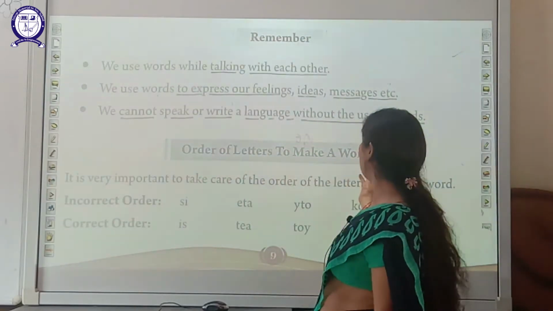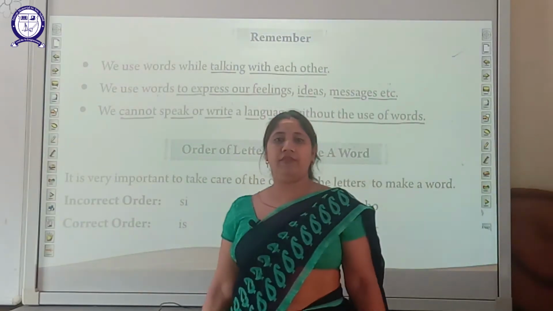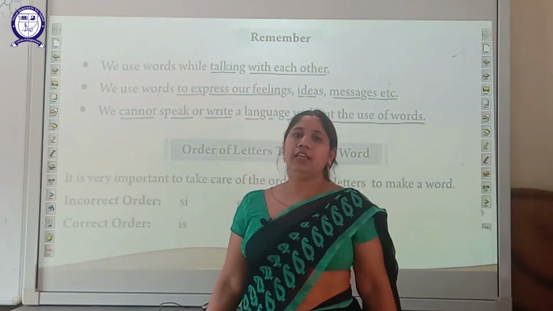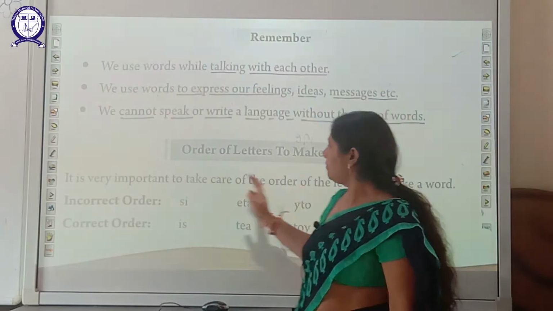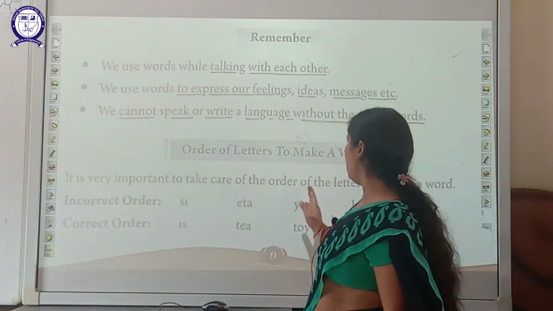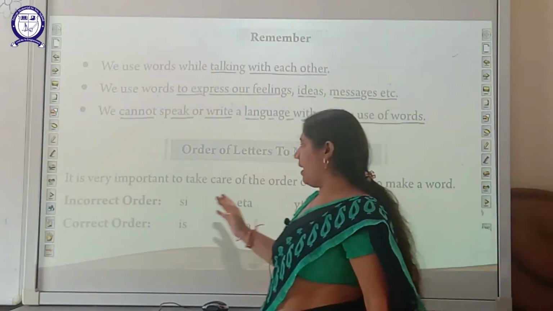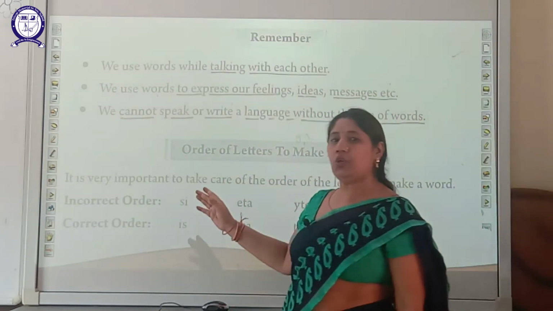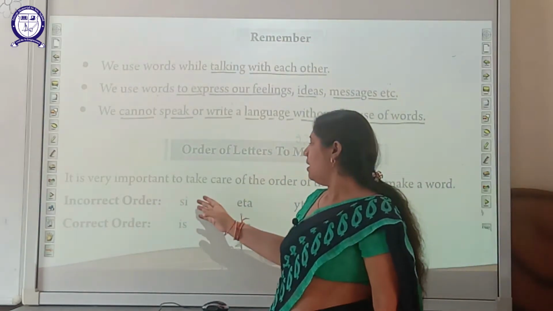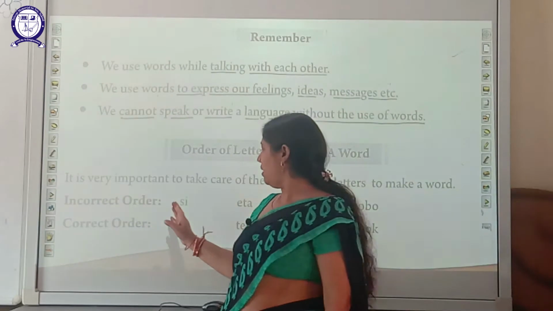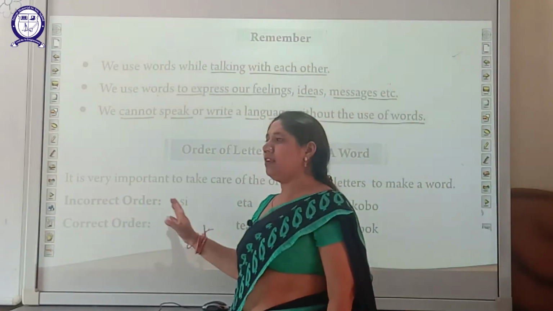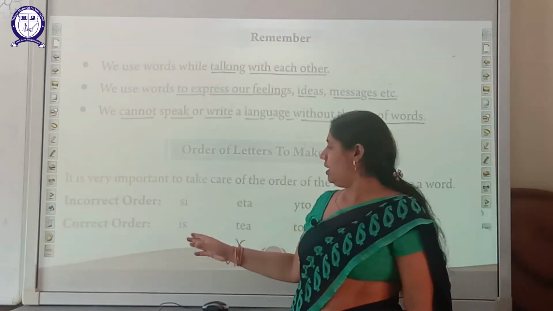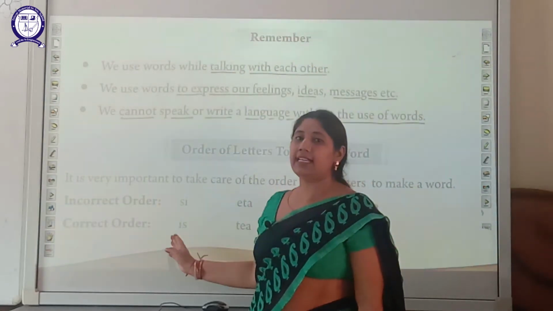Order of letters to make a word. When we arrange the letters in a meaningful way, in a proper order, that is called a word. It is very important to take care of the order of the letters to make a word. For example, we have two letters S and I. When we order it SI, it is an incorrect word. When we make it in the correct way, it is IS, is.